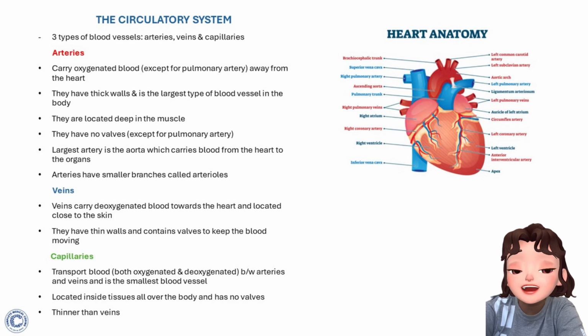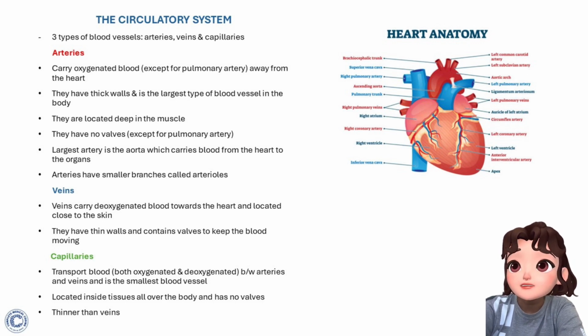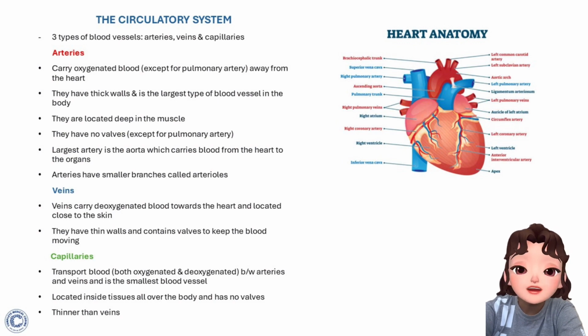So veins carry deoxygenated blood from other parts of the body to the heart for purification. They have thin walls and contain valves to keep the blood moving. Veins have valves and thin walls, but arteries have thick walls, and they don't have any valves.